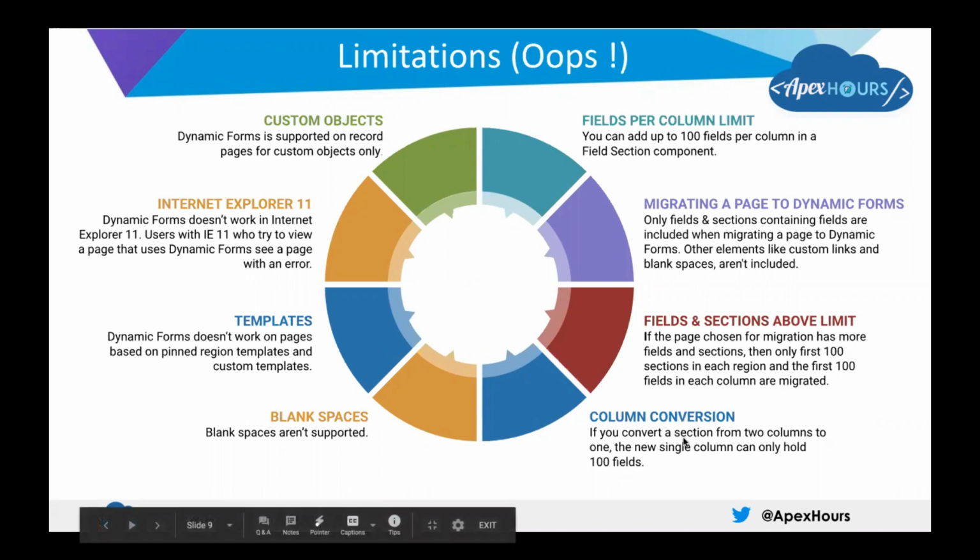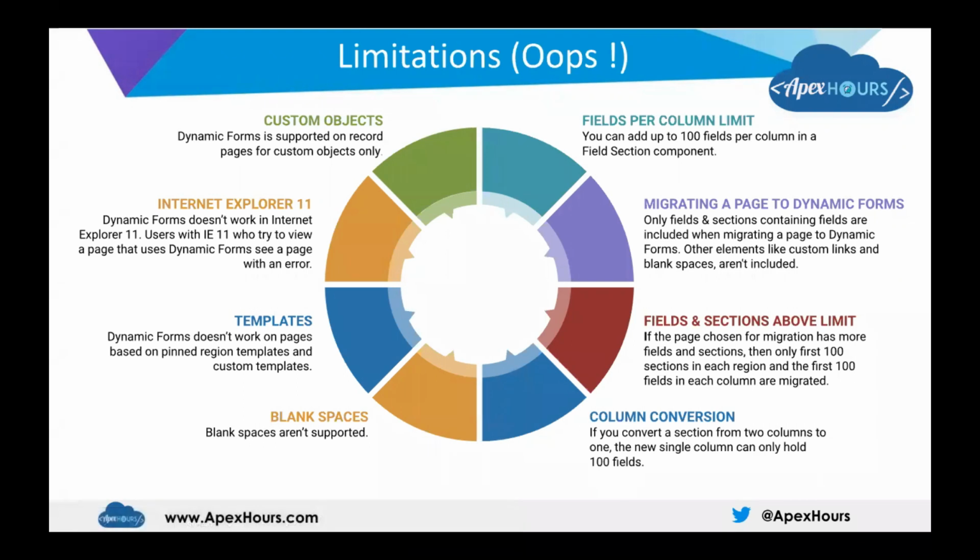Also, if you convert a section from 2 columns to 1, the new single column can hold only 100 fields and the rest of the fields will be dropped.